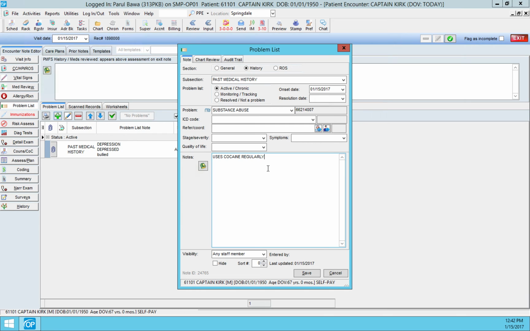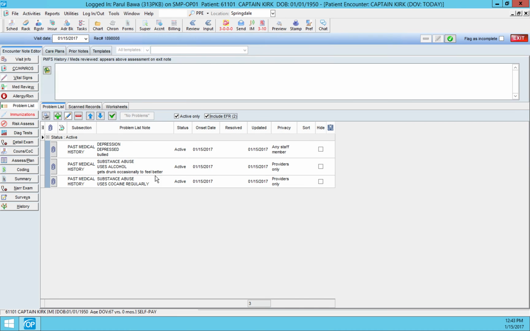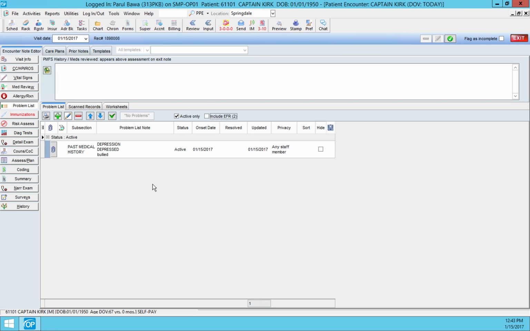Something that's not good. Probably don't want everybody to know. You come down here and you say, okay, any staff member, visibility, you change this to providers only. And that's what we've decided on as a group. And then save. Now, again, you're not seeing it, but oh, look, hey, now it's saying, hey, there are two issues that you need to know about. Click on that, and then you get your substance abuse and the cocaine. Unclick it, it's not there.